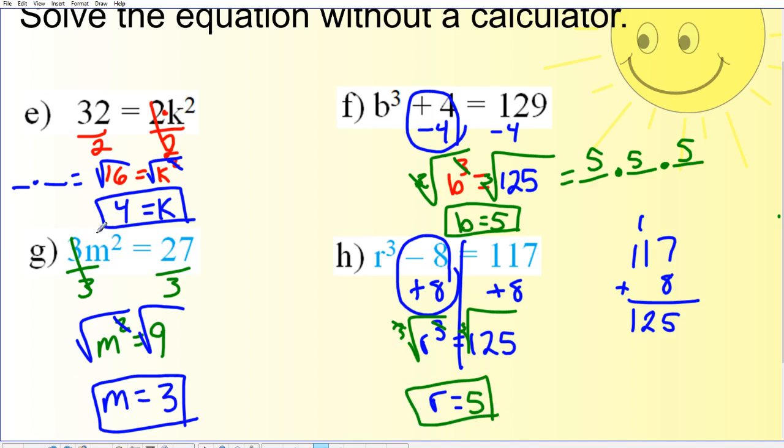Get the variable and exponent by itself first, then square root or cube root to get the exponent gone.